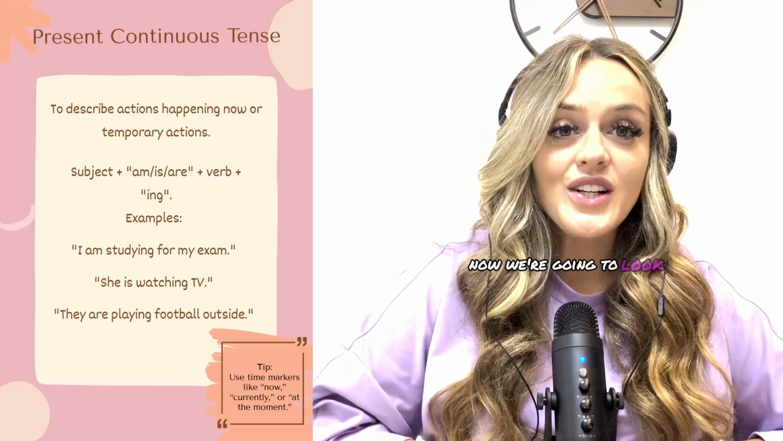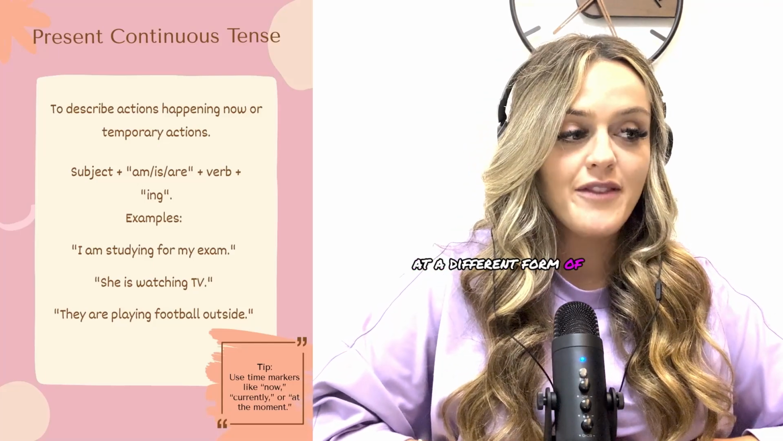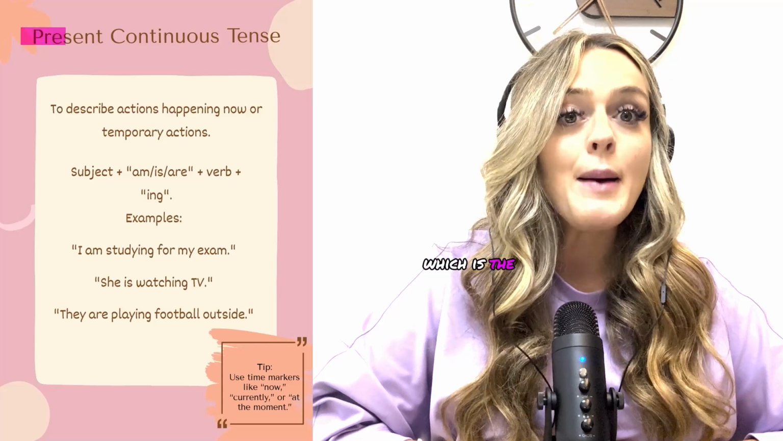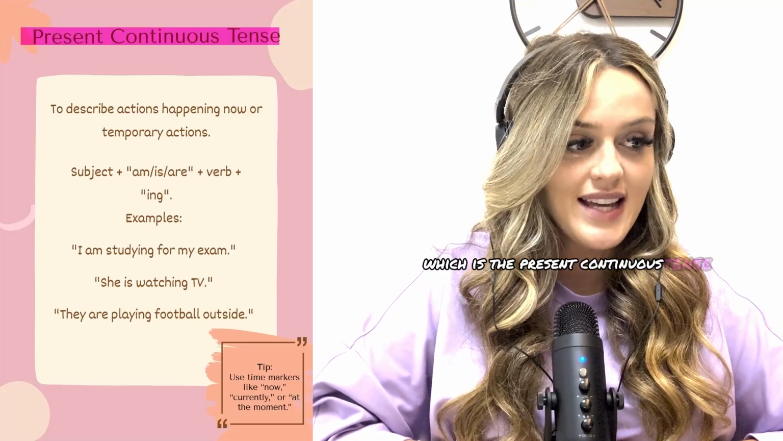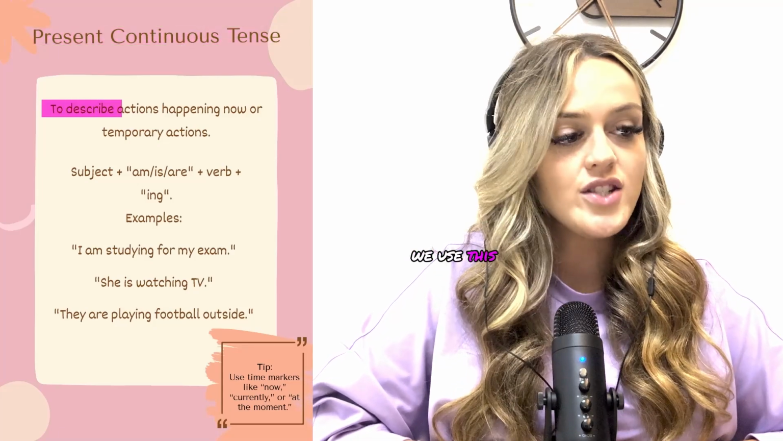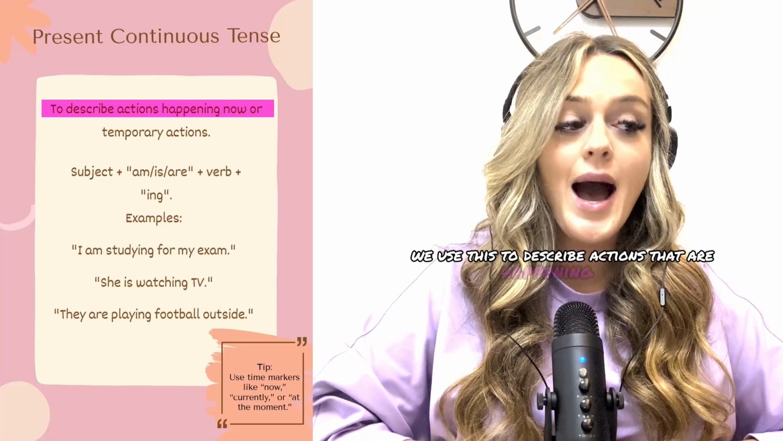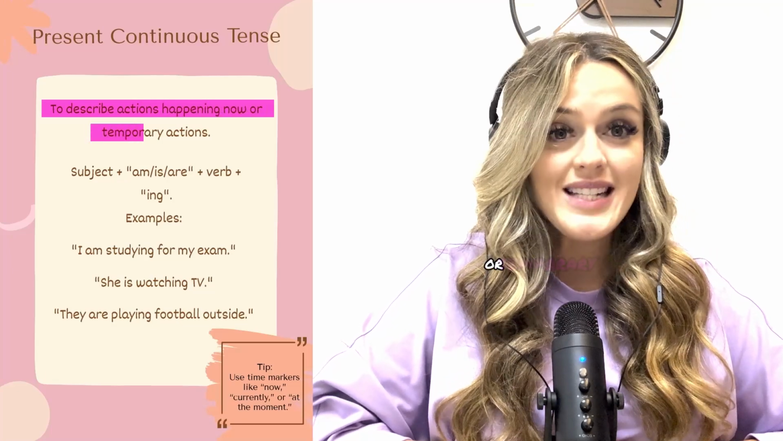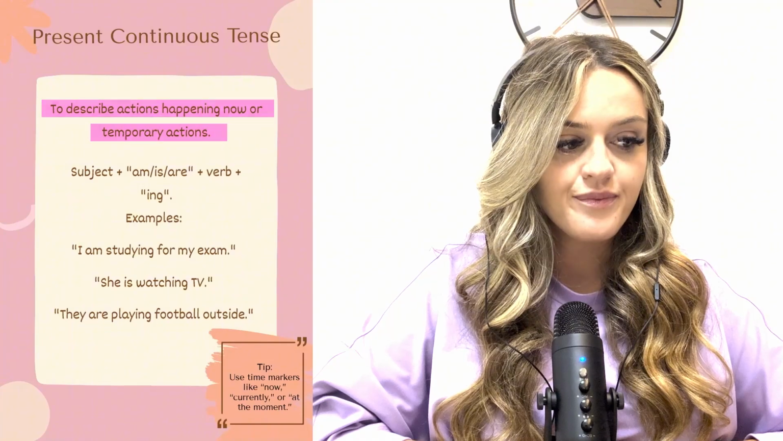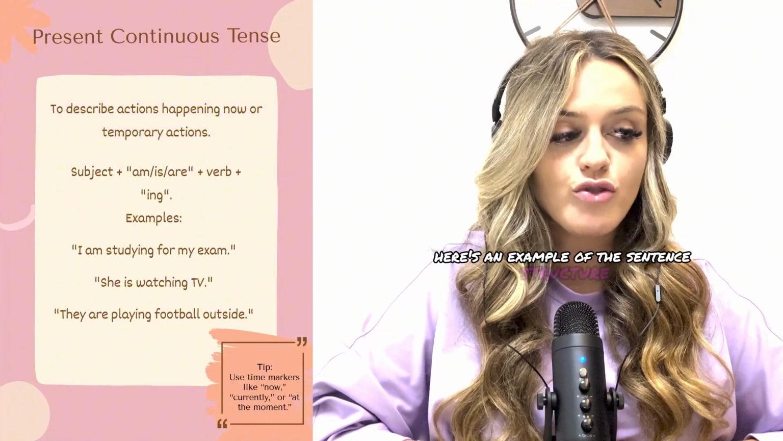Now we're going to look at a different form of the present tense, which is the present continuous tense. We use this to describe actions that are happening now or temporary actions. Here's an example of the sentence structure.